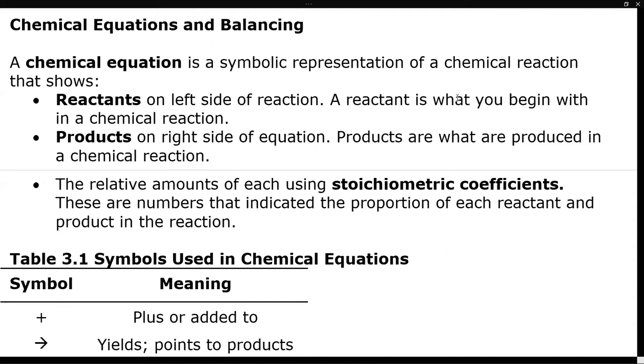We measure the relative amounts of each using stoichiometric coefficients. And that's what happens when we balance the reaction. We want to have the same number of each type of substance on both sides of the reaction.